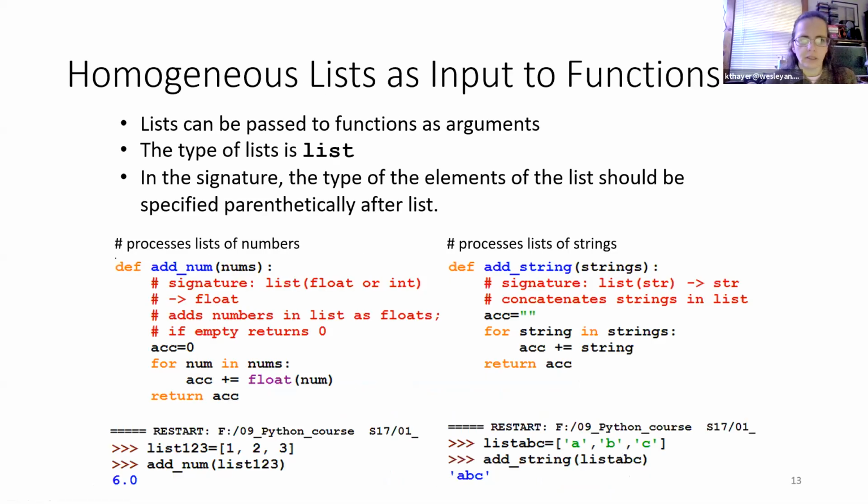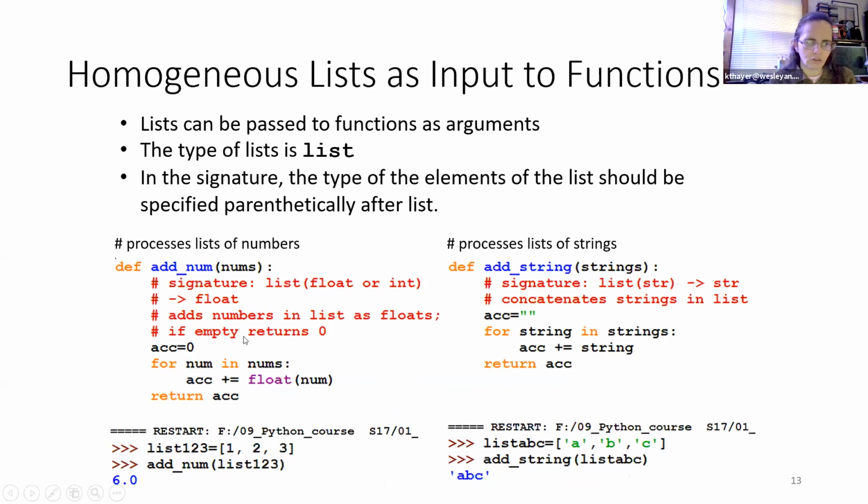And so lists can be inputs for functions, and the type of list is list, as we've mentioned. So in the signature, the type of the element in the list should be specified parenthetically after the list. So here we can do signature list, and then we're going to tell what the type inside the list is. So this one could either be float or int, so we're going to indicate that by float or int, and the output is going to be floats. This is going to add the numbers in a list as floats.